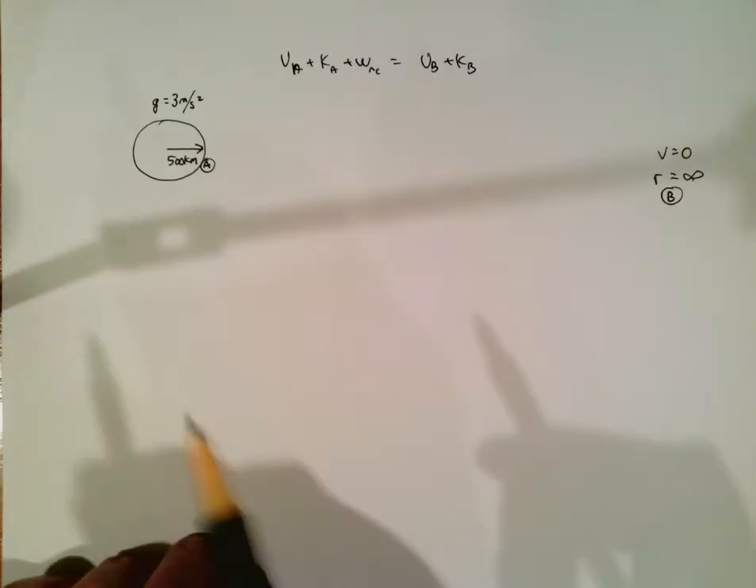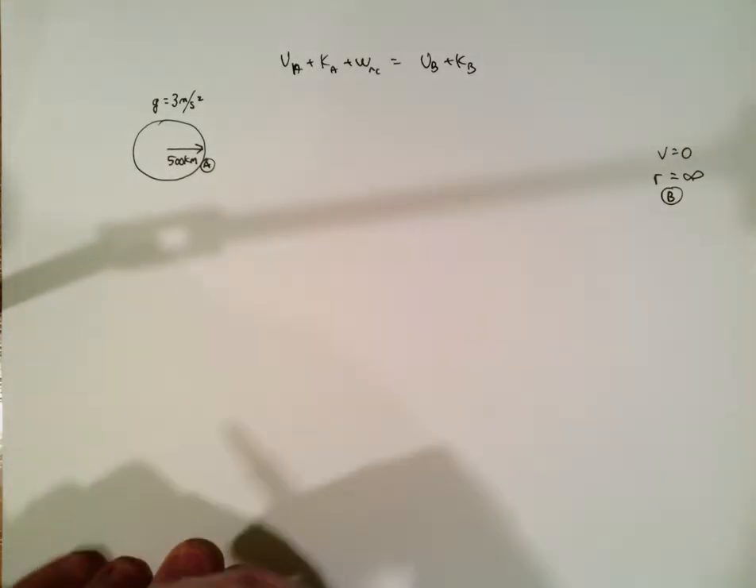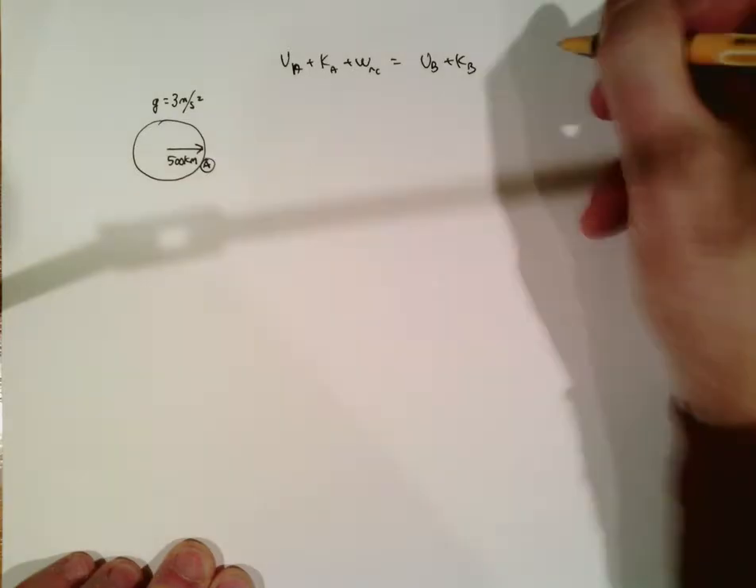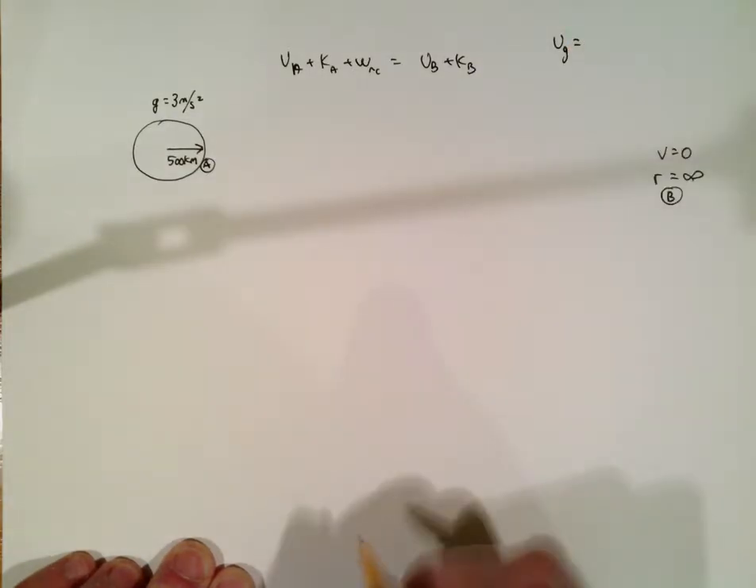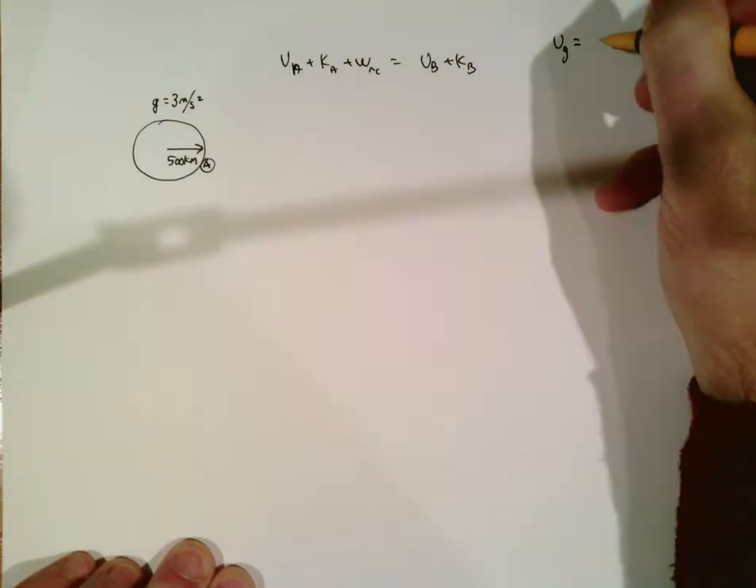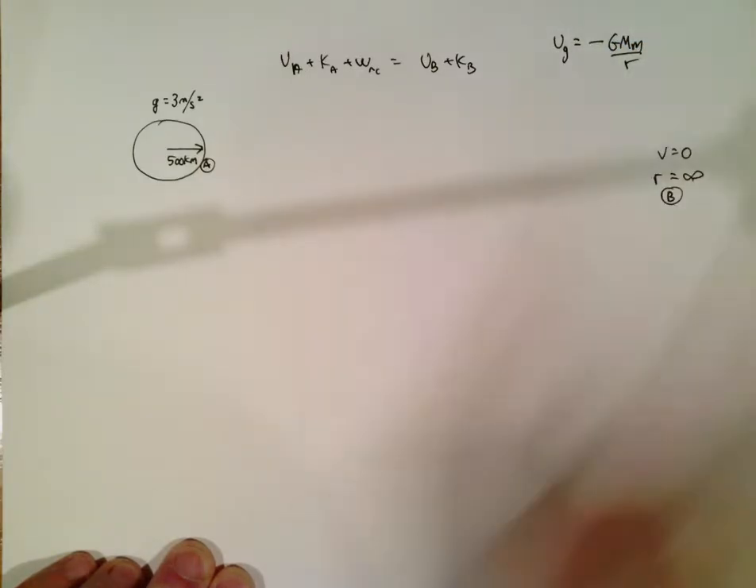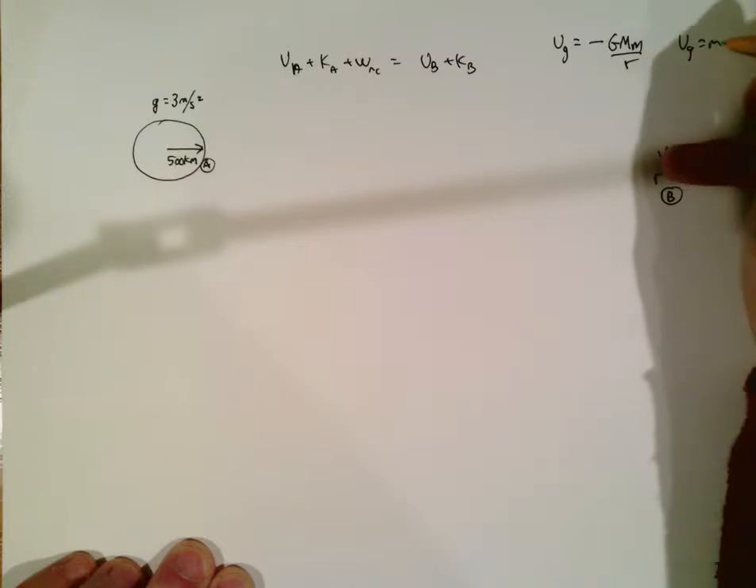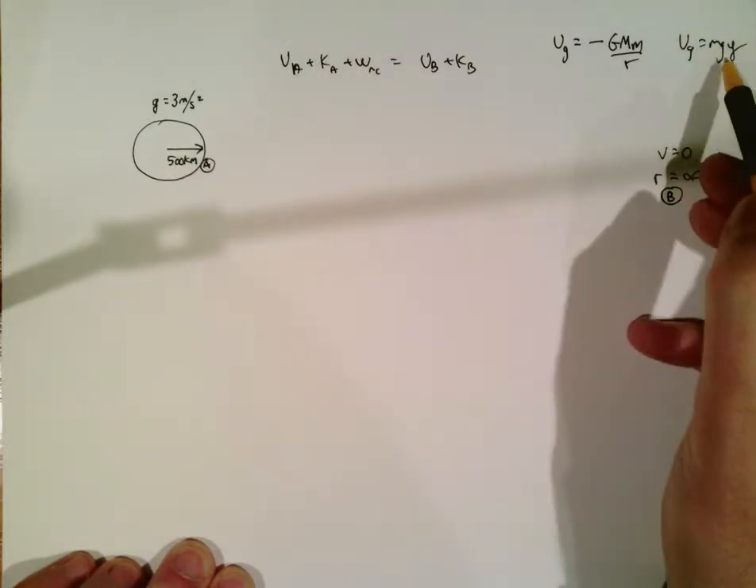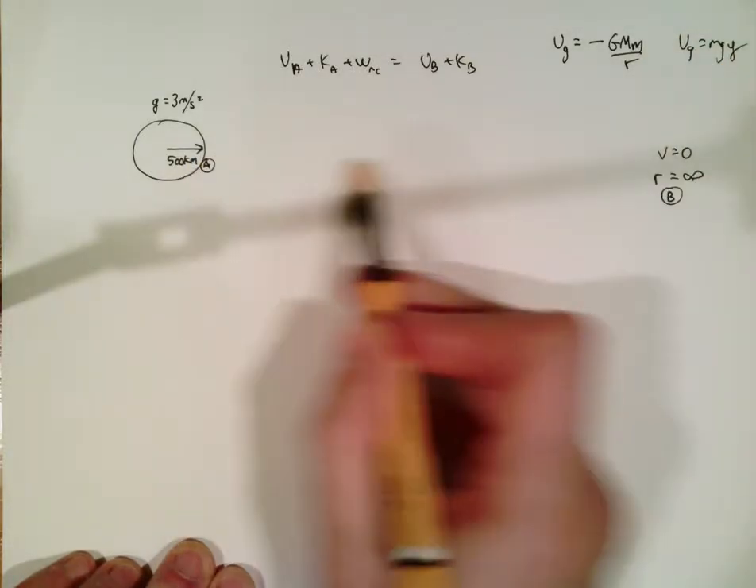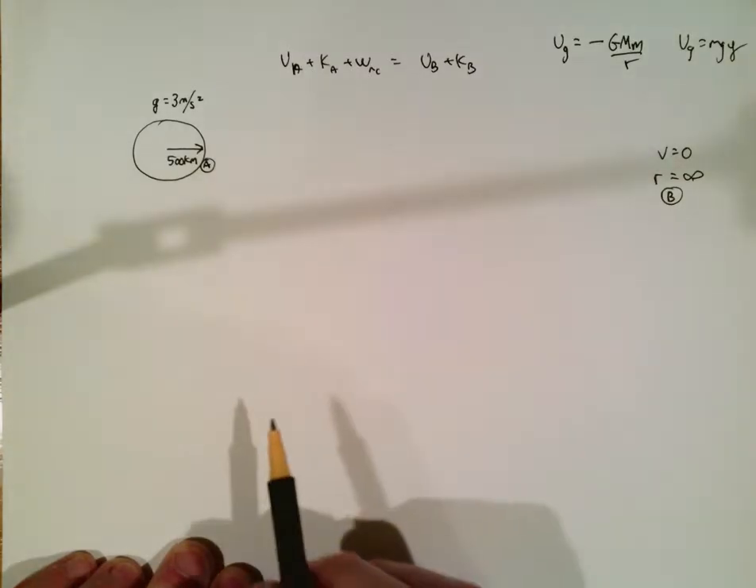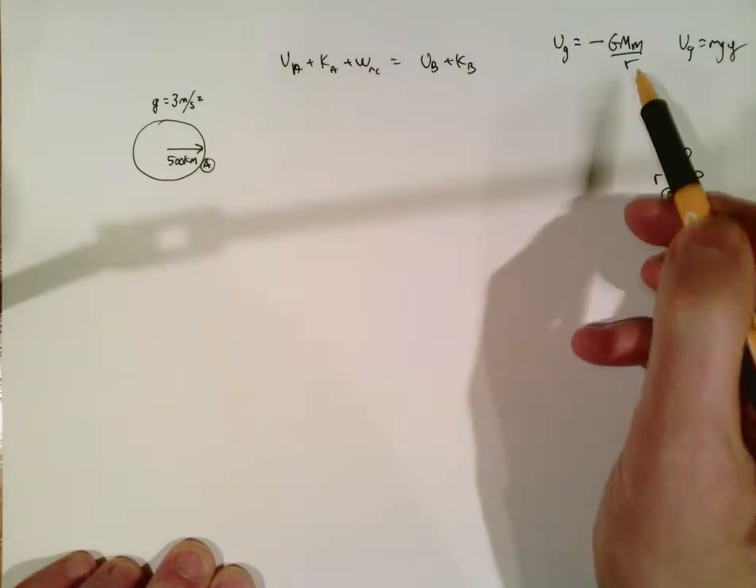A reminder that when you're calculating gravitational potential energy on a planetary scale, we use the equation negative GMm over r. We don't use the equation mgy, because little g changes as you go further and further away from that planet. So we have to use this equation right here.